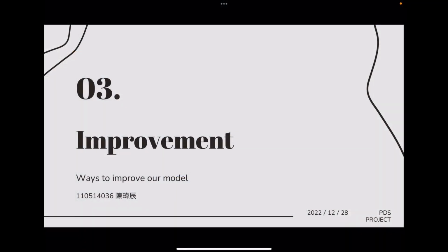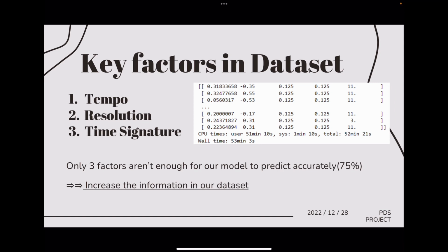Hello, Professor. I'm going to talk about how to improve our model to get a better music genre prediction. The 3 factors our model used to analyze the song are tempo, resolution, and time signature. However, this information in the MIDI dataset is still not enough for us to get a high accuracy. Hence, we think we have to increase the music information in our dataset.